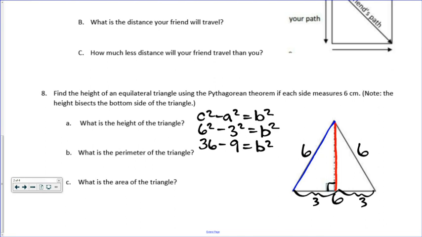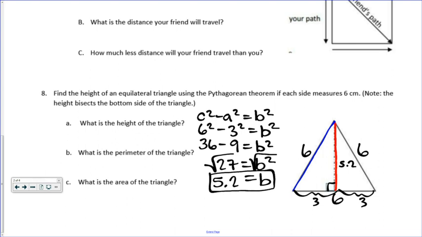36 minus 9 is 27 equals b squared. Find the square root of that, and it's approximately 5.2. Okay, so I can plug that in here to my triangle. 5.2 is the height. So that's our answer to the first one, A. What is the height of the triangle?